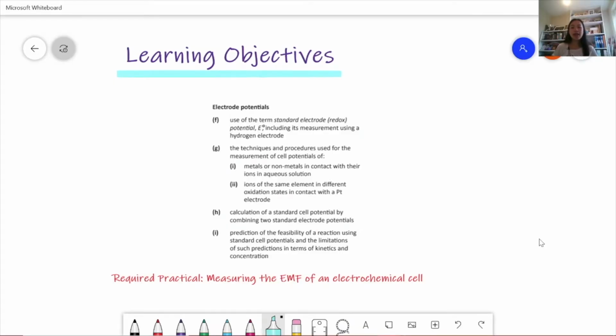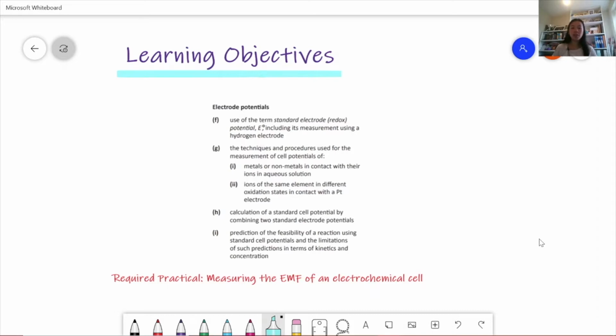We're going to be learning about electrode potentials today, and the learning objectives are to use the term standard electrode potential, to look at the techniques and procedures used for the measurement of cell potentials of metals or non-metals in contact with their ions in aqueous solution, and ions of the same element in different oxidation states in contact with a platinum electrode.